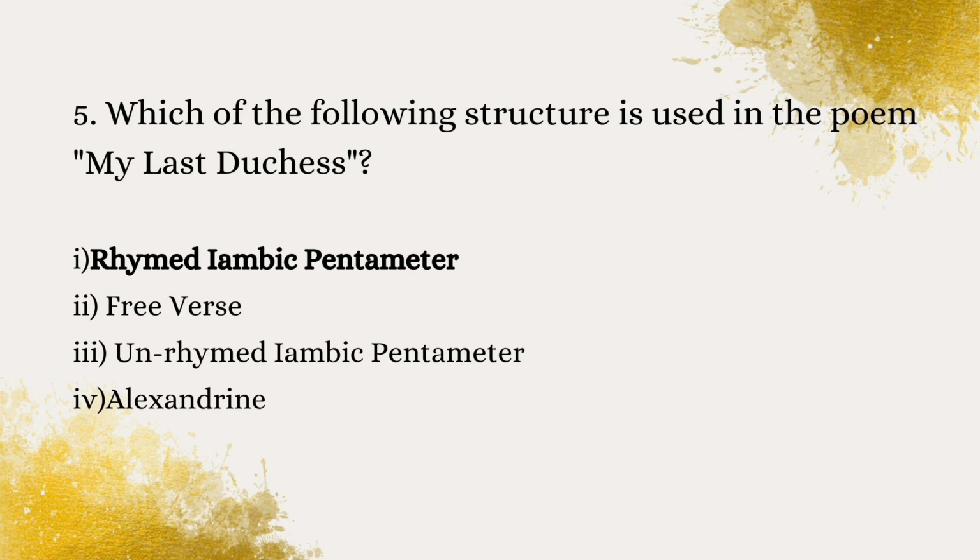Next question. Which of the following structures is used in the poem My Last Duchess? The options are rhymed iambic pentameter, free verse, unrhymed iambic pentameter, and Alexandrine. The right option is rhymed iambic pentameter. The poem My Last Duchess consists of a single stanza. 28 rhymed iambic pentameter lines are used in the poem. Incidentally, Alexandrine is iambic hexameter lines.